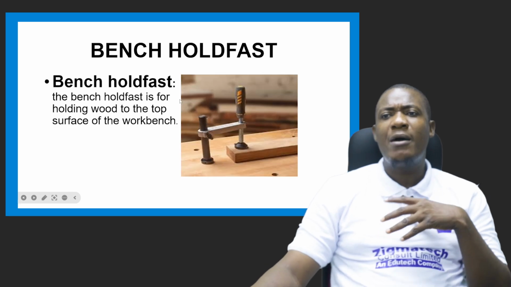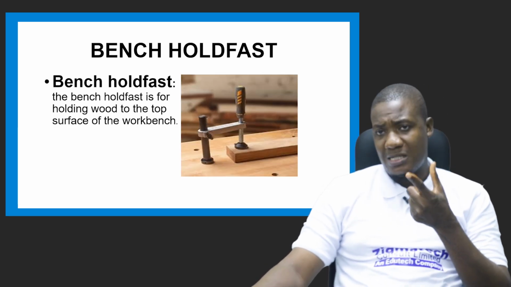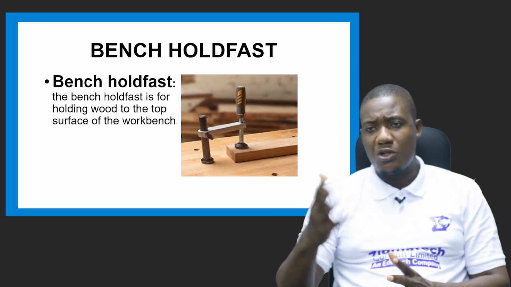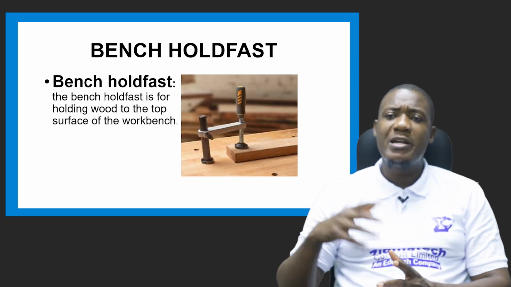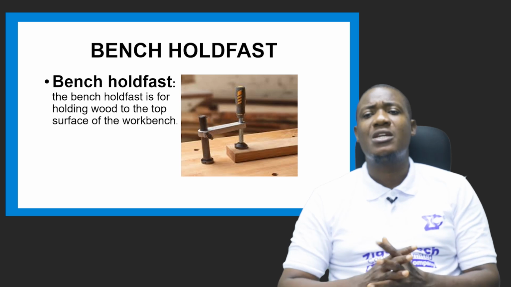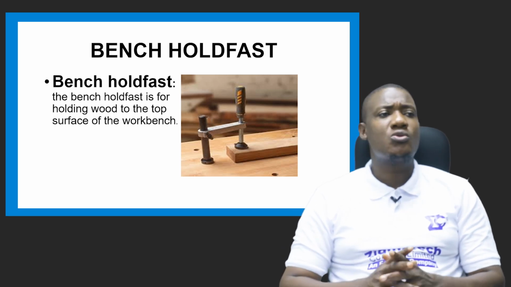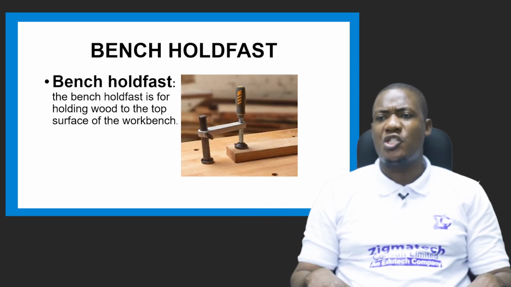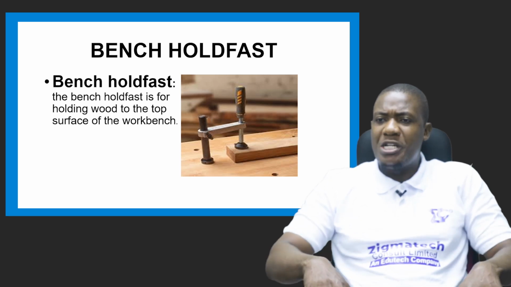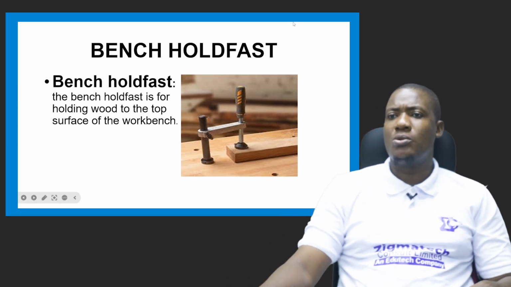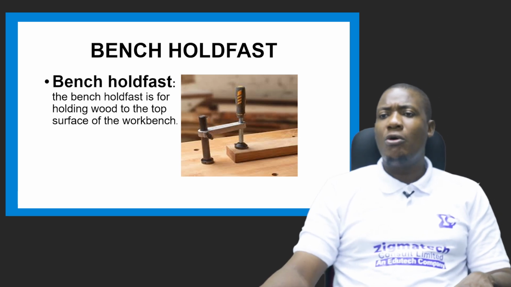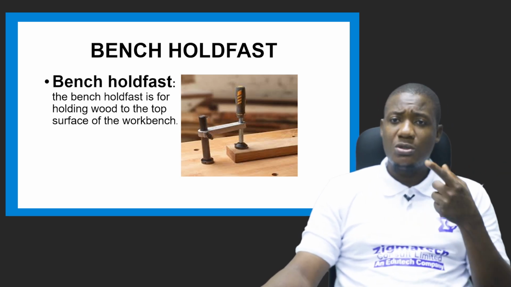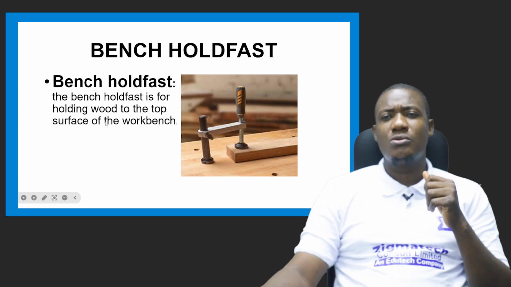Okay, we also have another tool we call the bench hold fast, an appliance that we also find on the workbench. This bench hold fast, like you see here, is basically used to hold wood on top of the surface of the workbench. Let's say you want to hold it in place, you can use the bench hold fast to actually pin down the wood before you perform another marking out on the wood or maybe chiseling on the wood. The bench hold fast also helps to do that.